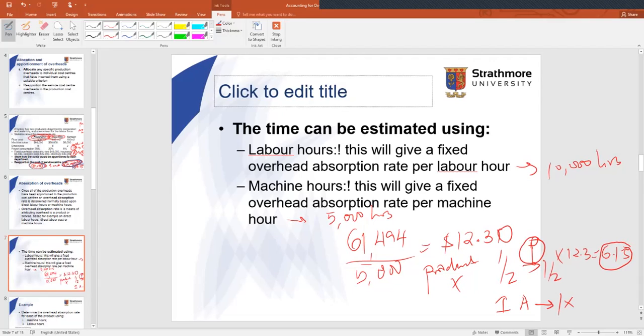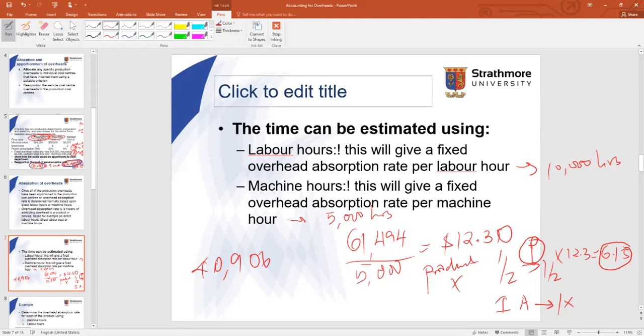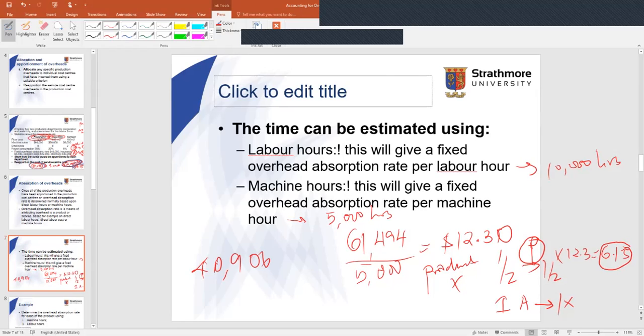Which I think would be equal to 47,000. What was the cost for the assembly department? 40,906. Okay, the same process follows. We determine the number of hours the machine was operated in the assembly department, how many hours it was active throughout the period.